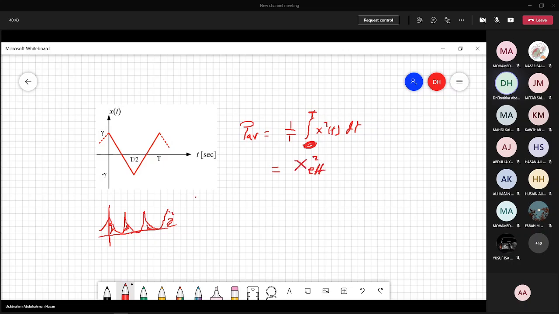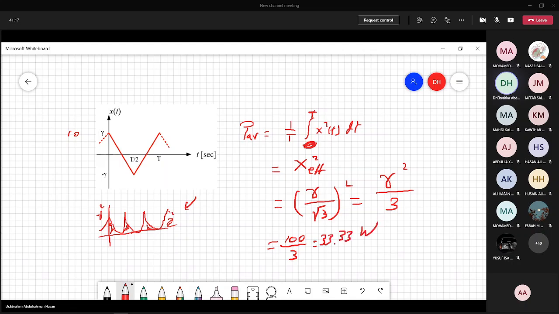How do we solve for x effective for this one? I don't need to solve it again. I know that this is gamma, so x effective is equal to gamma divided by root 3, all squared. So it is equal to gamma squared divided by 3. If gamma, for example, is equal to 10, then it is equal to 100 divided by 3, which is 33.33 watts.